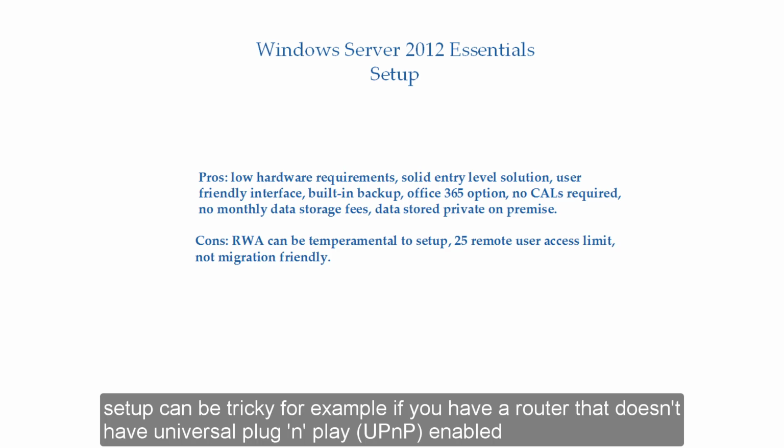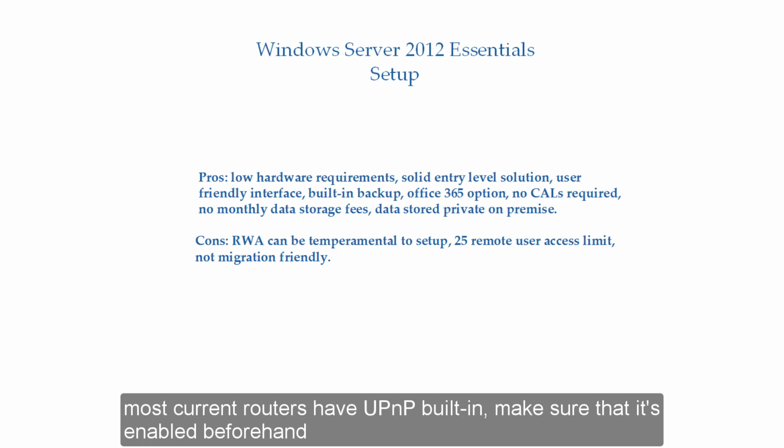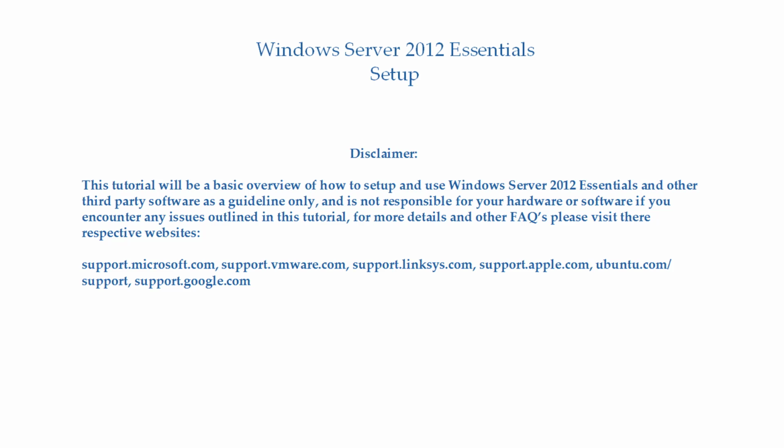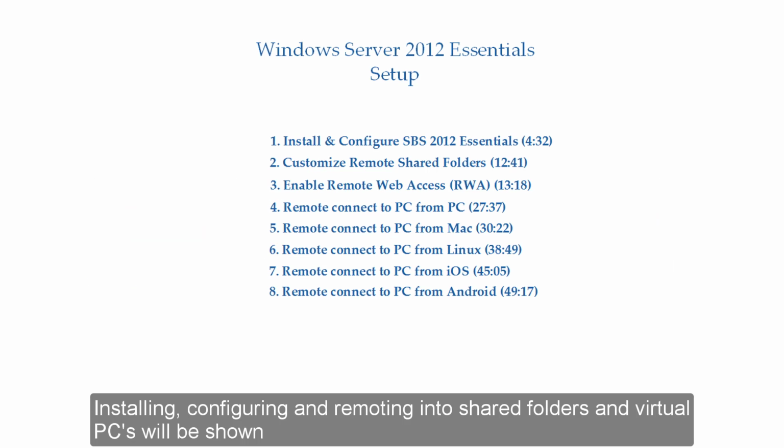Setup can be tricky, for example, if you have a router that doesn't have Universal Plug and Play enabled. Most current routers have UPnP built in. Make sure that it's enabled beforehand. Installing, configuring, and remoting to shared folders and virtual PCs will be shown.